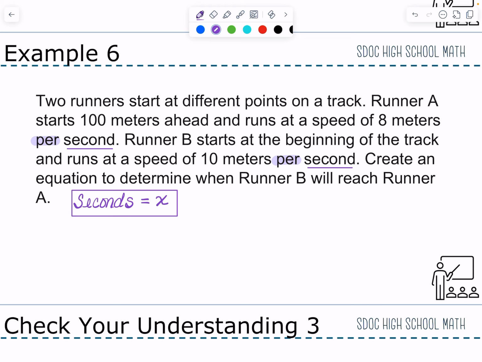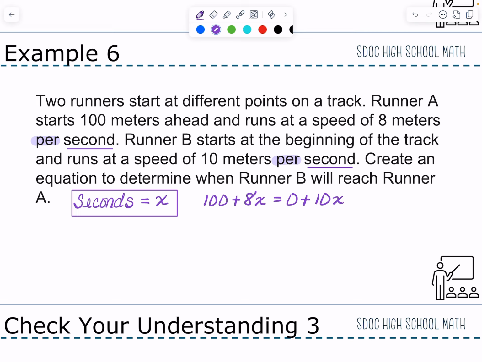So for the equation, runner A started at 100 meters, and then they added 8 meters per second. Runner B started at 0 meters, and they added 10 meters per second.